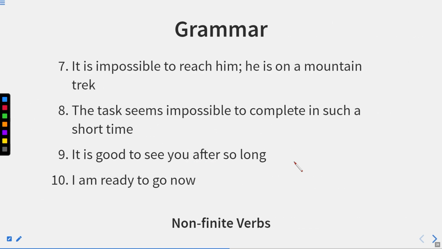It is impossible to reach him. He is on a mountain track. The task seems impossible to complete in such a short time. So to reach and to complete are infinitives. It is good to see you after so long. So to see is again an infinitive. I'm ready to go now. So to go is an infinitive. So these are the infinitives.